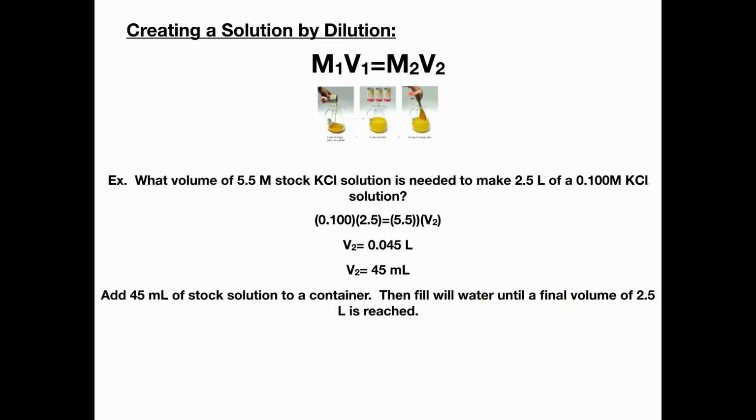Then, that's that first step of showing the concentrated orange juice being poured in, measuring out and pouring in the 45 mL of stock solution. Then I'm going to add enough water until I get the final volume that I want, which is, in this case, 2.5 liters. Okay, so keep in mind you're not adding 2.5 liters of water, you're simply adding enough water to get a final volume of 2.5 liters.